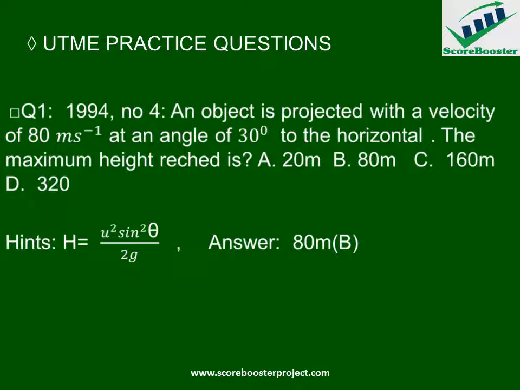Now let's consider the UTME practice question. The question we are having here comes from 1994, number 4. And the question goes thus: an object is projected with a velocity of 80 meters per second at an angle of 30 degrees to the horizontal. The maximum height reached is dash. So option A is 20 meters, option B is 80 meters, option C is 160 meters, while option D is 320 meters.